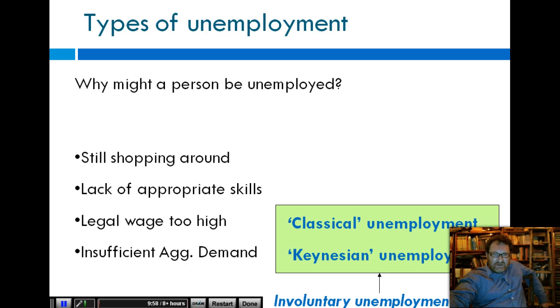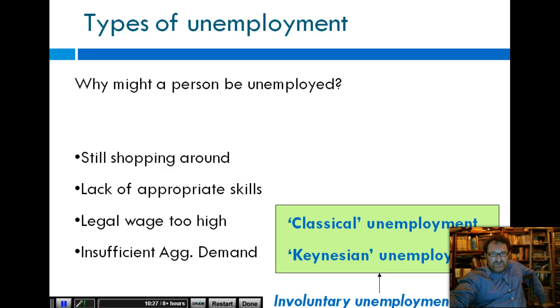In the case of aggregate demand, if there is a recession, employers simply aren't hiring, then there's nothing that you personally can do about that. You can't end the recession yourself. You have to wait for something to change so that jobs start to become available, and employers start to hire people again. So these two types of unemployment are involuntary unemployment.